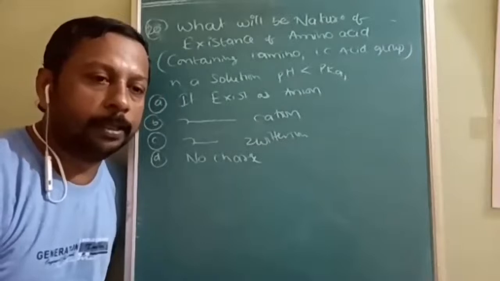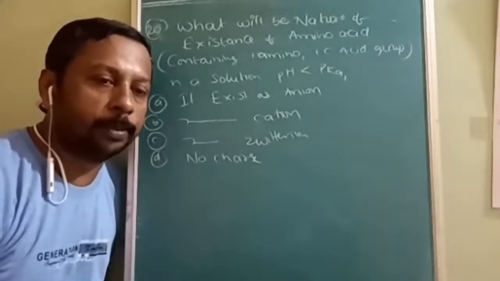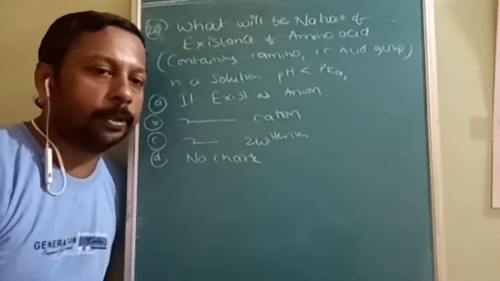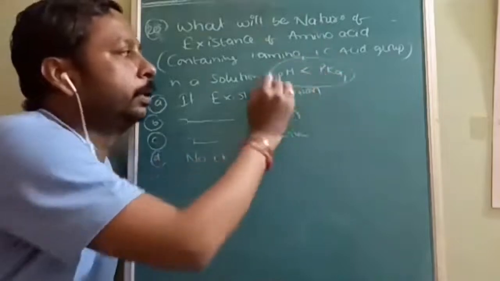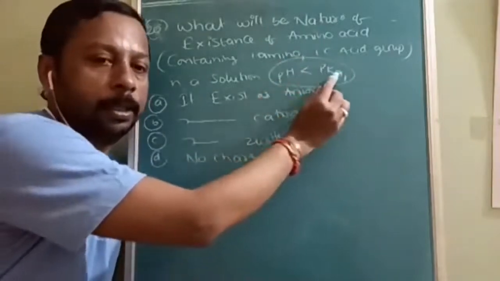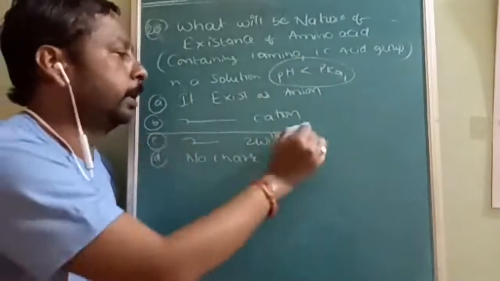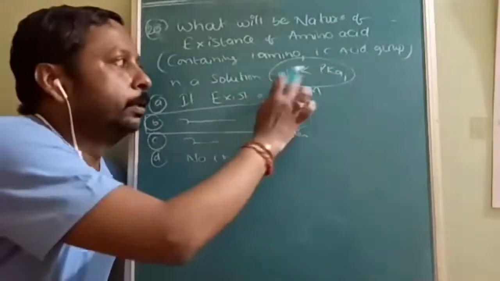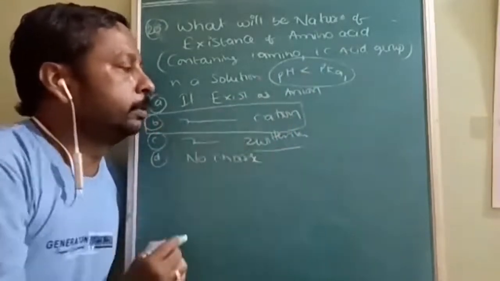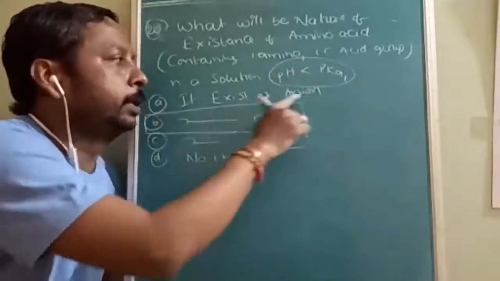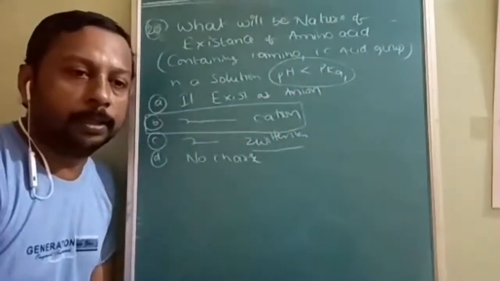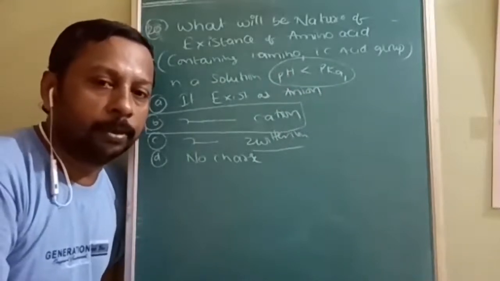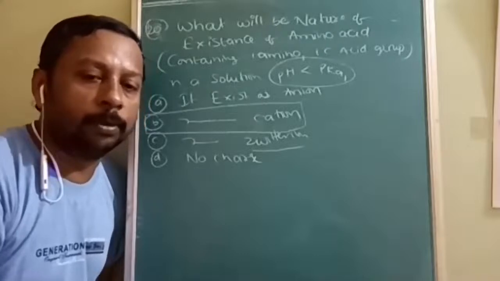pH is less, therefore H plus will be more. Once H plus is more, it will exist as a cation. The solution pH is less than pKa, therefore it will exist as a cation. When pH is equal to pKa, it will exist as a Zwitter ion. When pH is greater than pKa, it will exist as an anion. A Zwitter ion is a dipolar ion which exists when the solution pH is equal to pKa.